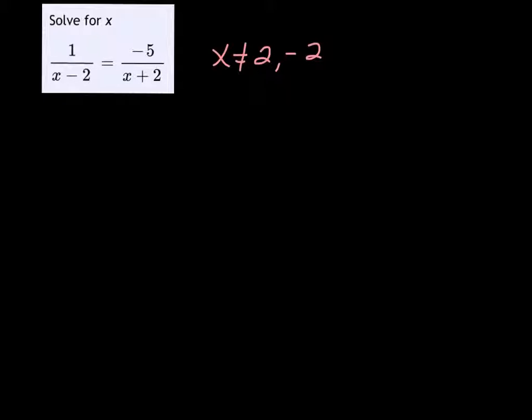And the next step would be to identify the least common denominator of the fractions in our equation. This is first done by identifying the unique factors. In this case, the only unique factors are x minus 2 and x plus 2. So we'll be using this least common denominator in our work.